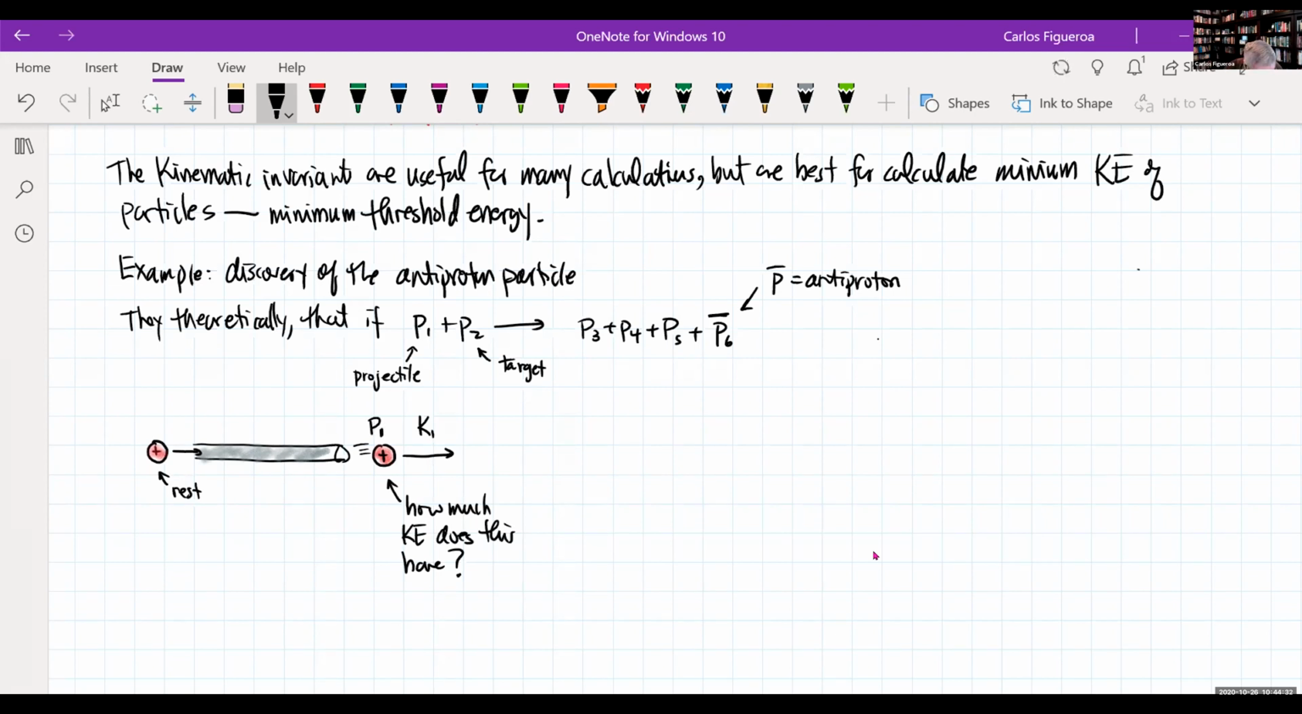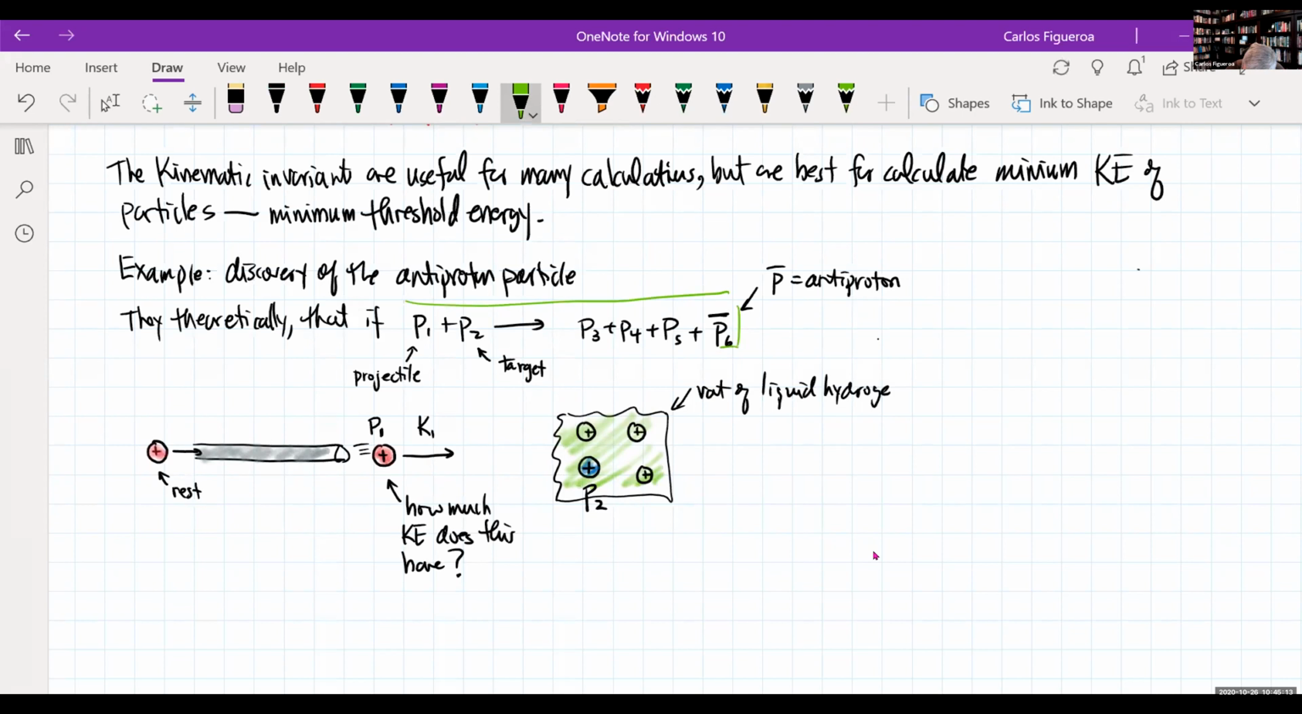And what you find here is that they shoot it at a vat. So this is a vat of liquid hydrogen. And in this vat of liquid hydrogen, you have a series of protons. But we're only interested in one proton. It's this guy, and this proton is P2. So when we look at this decay right here, not decay, but reaction, we're really talking about that P2 right there. So if you hit that P2, are you going to get the energy that you're going to get here?